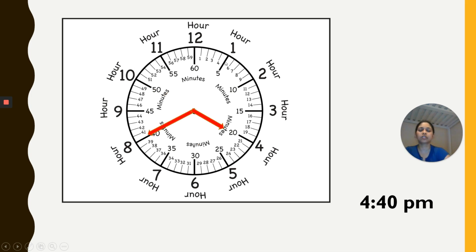I think I've got one more. There we go. I've removed that clue of hours and minutes, but we know that hours come first and then come the minutes. So if your hour hand is on the 4, it is 4 hours, and your minute hand is on the 8. If you count up in minutes, it is 40. So the time is 4:40 p.m. And p.m. means that it is 4:40 in the afternoon or evening, because p.m. is always afternoon or in the evening.